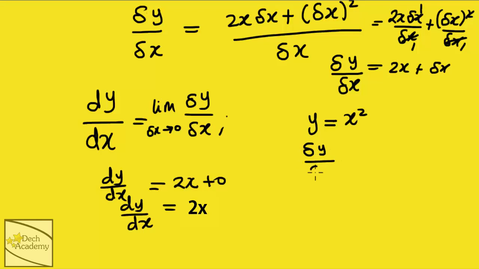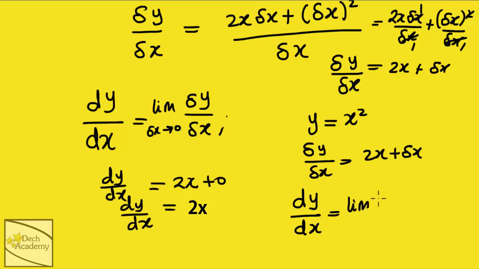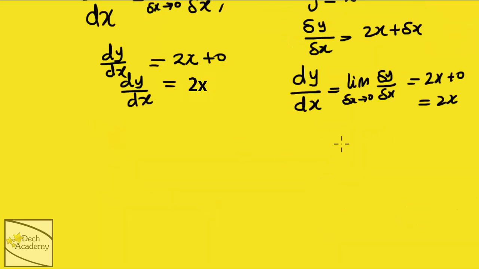So for the function y equals x squared, we deduce that delta y over delta x is equal to 2x plus delta x, and then the first derivative of the function, dy/dx, which is defined as the limiting value of delta y over delta x as delta x tends to 0, is equal to this as delta x tends to 0. So we put the limiting value delta x equal to 0, 2x plus 0, which is 2x. So what we just obtained is the following: dy/dx, the derivative of the function y equals x squared, is 2x. I just showed you how to obtain that.